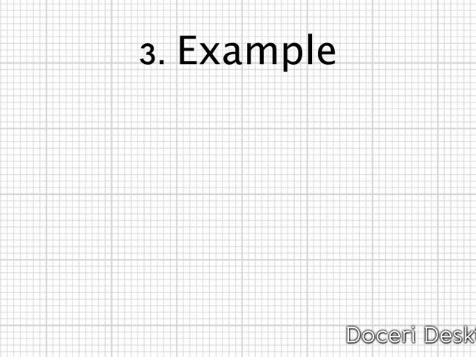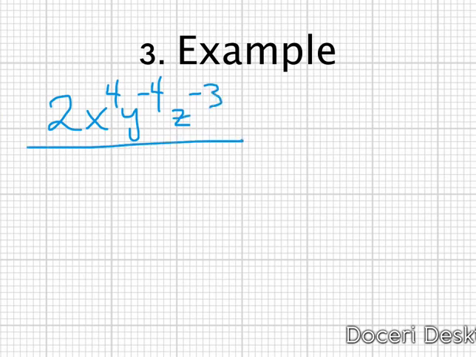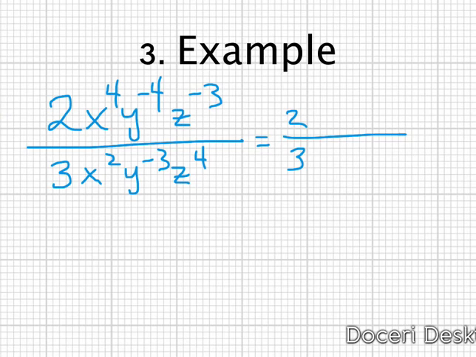Our example problem is, let's say I have 2x to the 4th, y to the negative 4th, z to the negative 3rd, divided by 3x squared, y to the negative 3rd, z to the 4th. Now I can solve this many different ways, but the main thing is you have to remember your properties. So let's look at the 2 and the 3. They're two different numbers, so I can't really do anything with them, so they're just going to stay there. 2's on top, 3's on bottom.